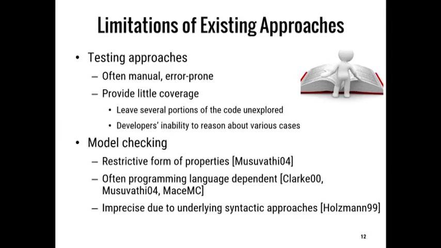So let's take a look at some existing approaches in place to address these problems. There are two types of approaches to deal with this kind of problem. First, testing approaches, but oftentimes these testing approaches are either manual and error prone. Sometimes they leave some portion of the protocol, some portion of the code, unexplored because of developers' inability to reason about those cases.